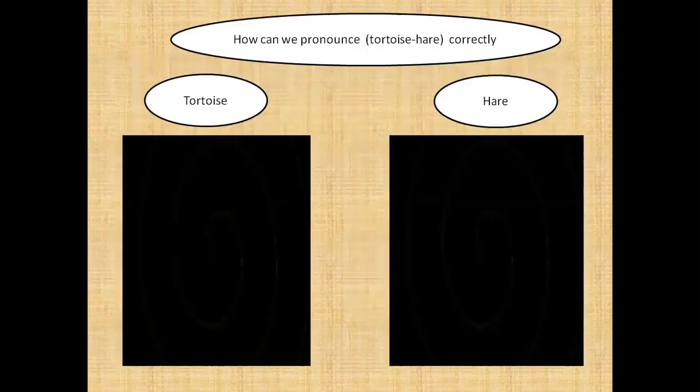Now, in this slide, we're going to learn how to pronounce tortoise and hare correctly. We have 2 ways to pronounce tortoise. One of them is in the American accent, which is tortoise, and the other one is in the British accent, which is tortoise. You can check both of them from Cambridge Online Dictionary. Now, let's listen to the first video. It's gonna help you.